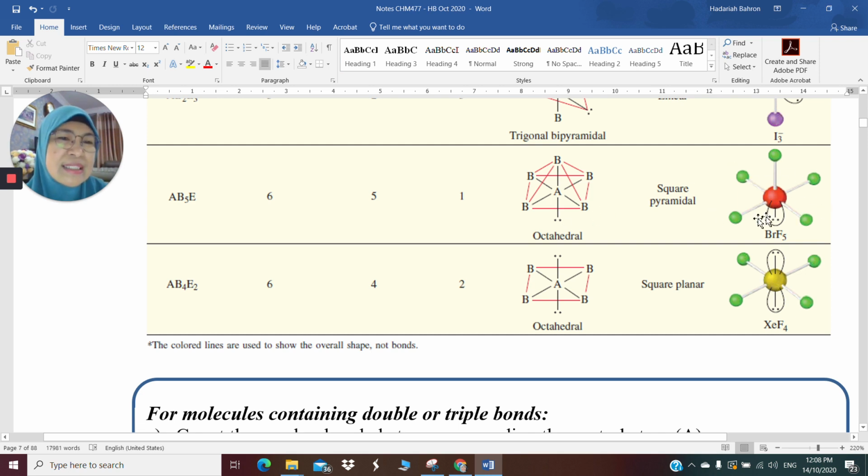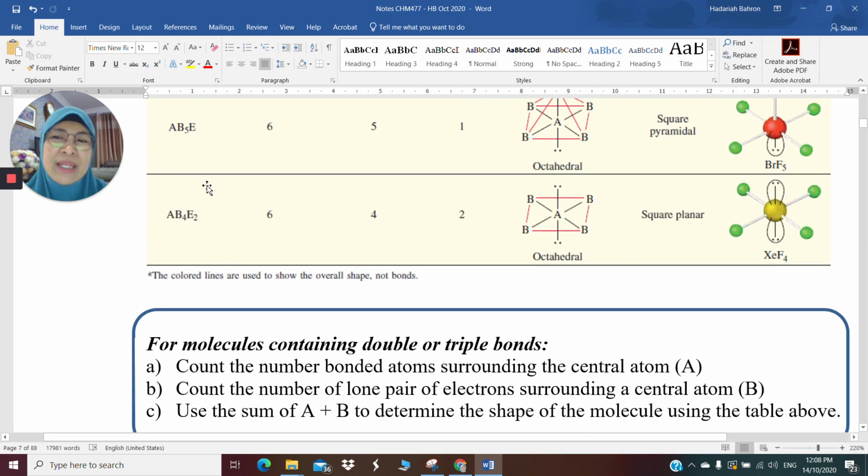And the last situation that you might encounter is AB4E2, four bonding pairs, two lone pairs, and because it is 6, it starts with being an octahedral, but two of these are invisible. So in fact, what you are seeing is a square planar. An example of that is XeF4.